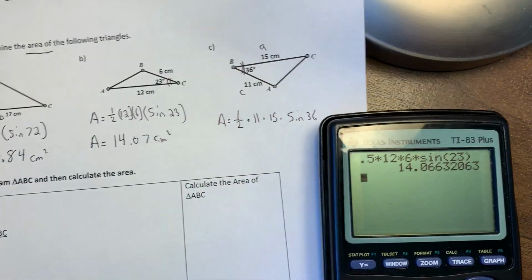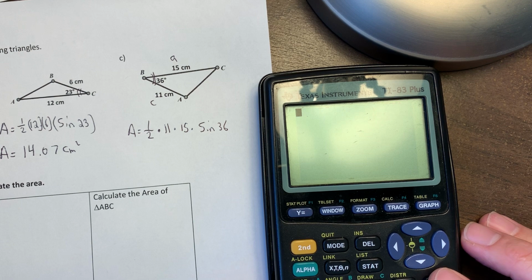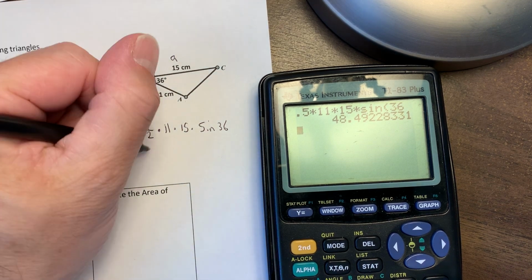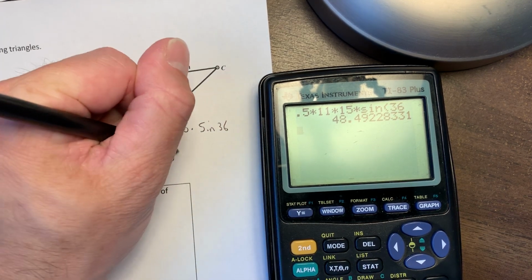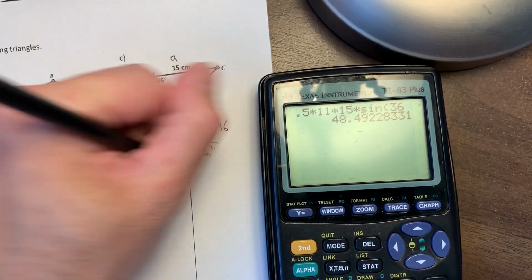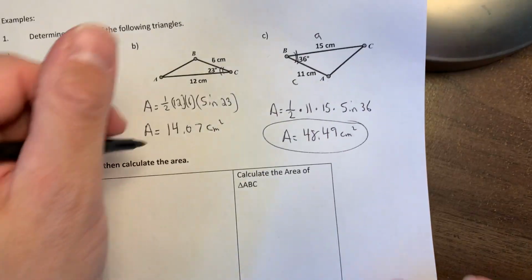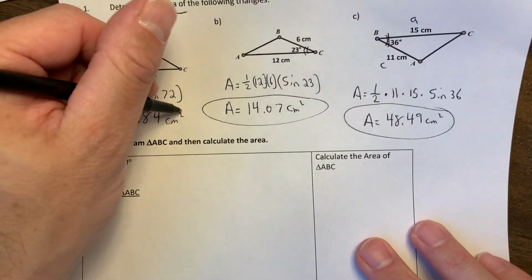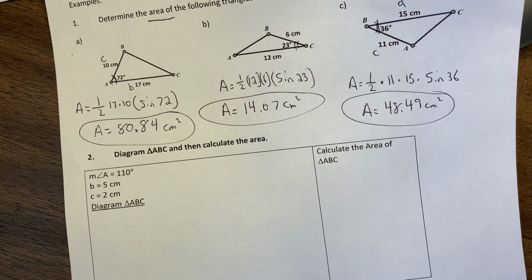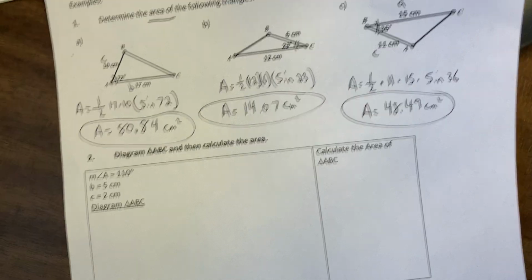And you guys need your calculator, right? I mean, I can't do any of this in my head. I'll do 0.5 to be easy. Times 11 times 15 times the sine of 36, right? And the area of this is 48.49, and this one's centimeters squared. So there's my area for that one. There's my area for this one. And there's my area for that one. And I used sine on a non-right triangle, which is pretty cool.